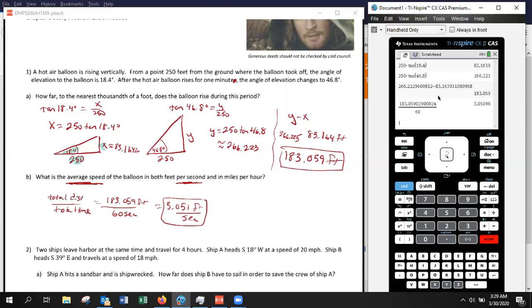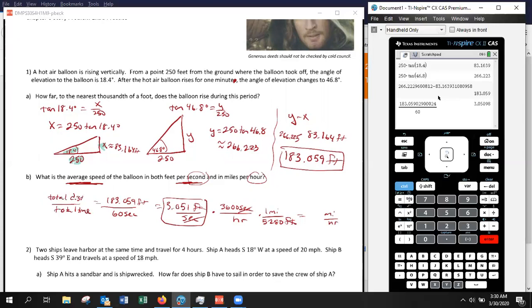Miles per hour, I need to work with some dimensional analysis. So I need to know relationships between feet per second and miles per hour. So I do know that there are, let's see, if I want to go from seconds to hours, there are 3,600 seconds per hour. So now if I do my dimensional analysis, I'm left with feet per hour, but I really want miles per hour. So I need to say there is 1 mile in 5,280 feet. So again, my dimensional analysis, I'm left with my units of miles per hour.